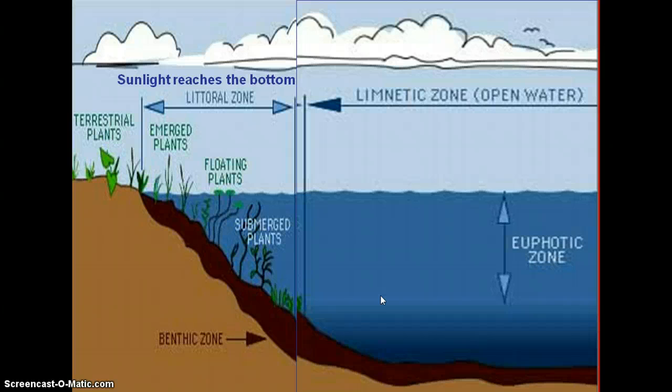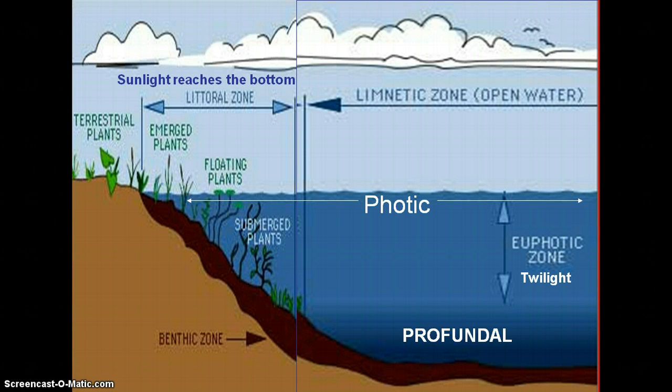All right, limnetic is what we call the open water of the lake. So it's kind of like the oceanic zone or the open sea. And the limnetic zone is like deep out when you swim out. It can have a lit layer, which is euphotic, or it can have a twilight, and it can also have a profundal zone, which can be very dark with no light.